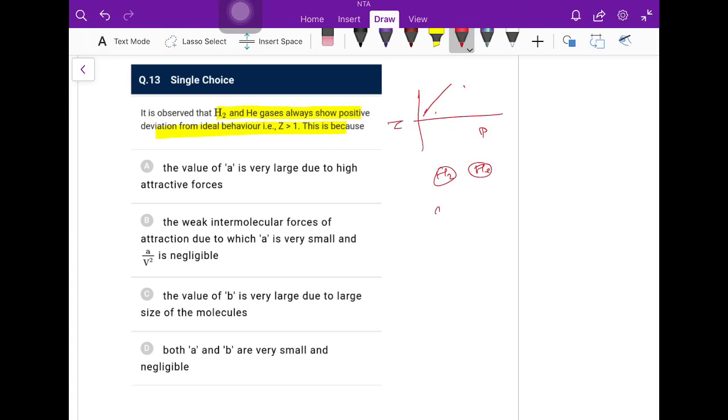The A term is approximately equal to 0 for them always. So A is 0 or A is very small. The value of A is very large, this is wrong. A is basically dependent on intermolecular force, and they have very less intermolecular force, so A will be very less. The weak intermolecular force of attraction, this is the correct answer.